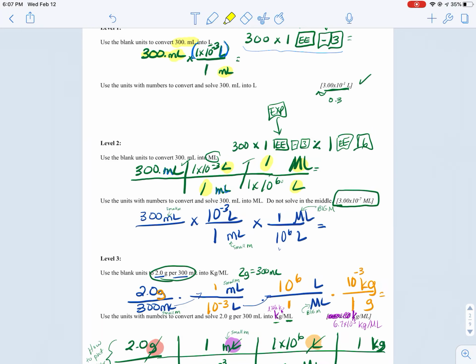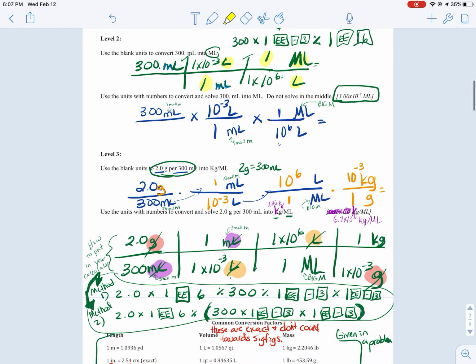And then you always put the ones with the prefixes. Notice that has a prefix. That's the one with the prefix. And then you use the numbers of the chart for the base units. And you can also do this with double units.